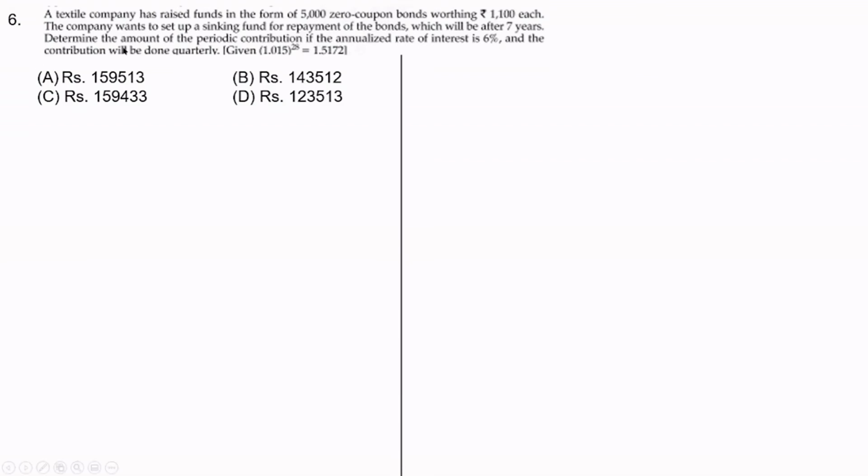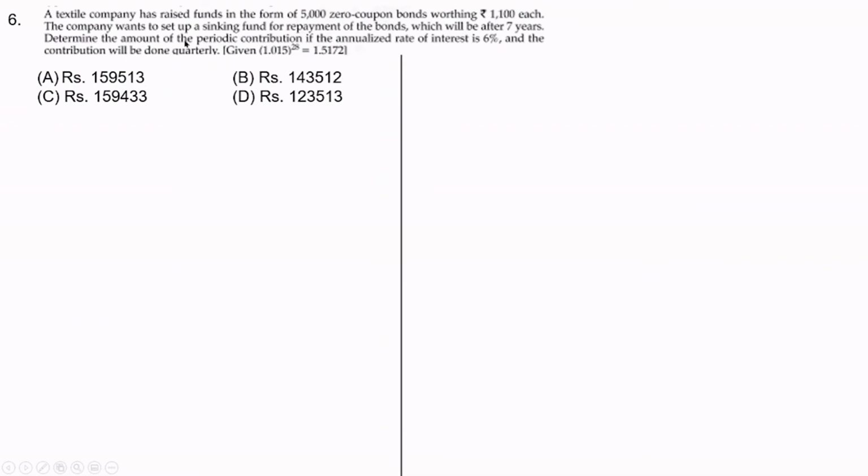A textile company has raised funds in the form of 5,000 zero coupon bonds worth rupees 1,100 each. The company wants to set up a sinking fund for repayment of bonds which will be after 7 years. Determine the amount of periodic contribution if the annualized rate of interest is 6% and contribution is done quarterly.